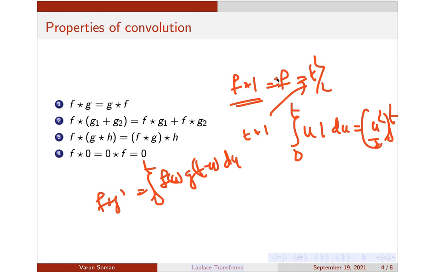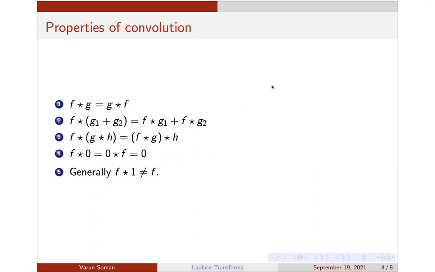So in general, f star 1 is not equal to f. Don't confuse it with multiplication or addition. So f star 1 is not equal to f. Okay, so that is it. These are the properties of convolution.